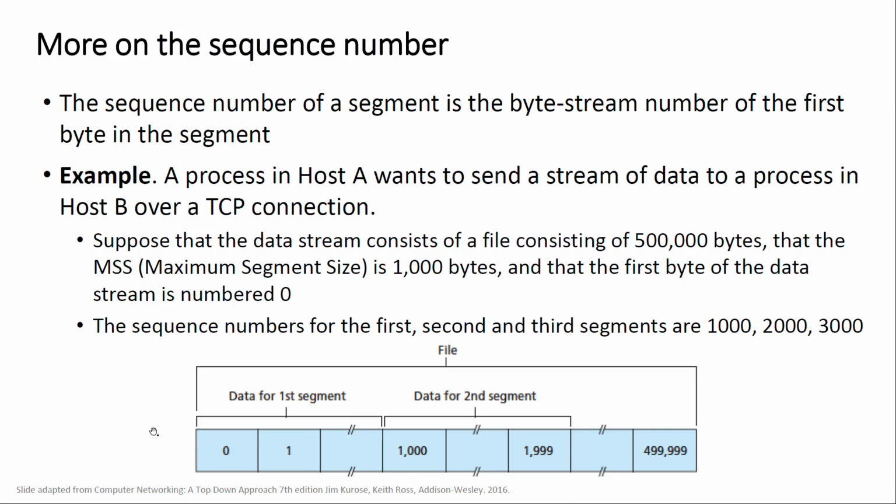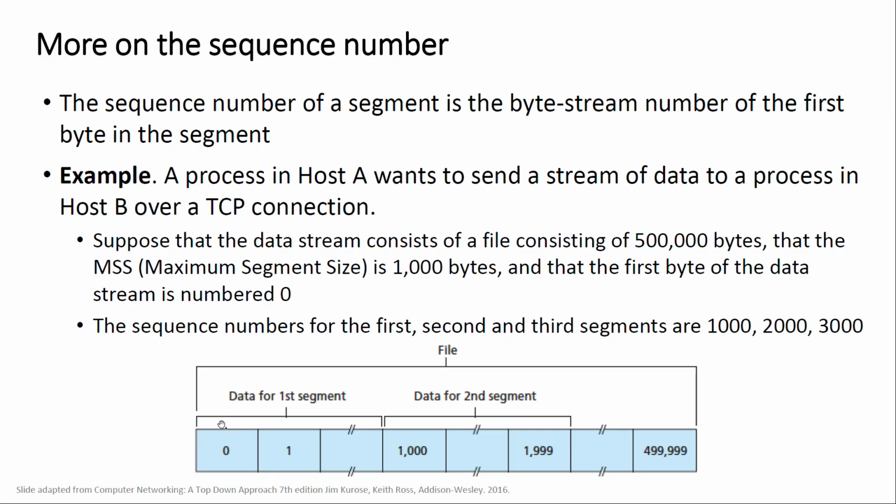The sequence number of a segment is the byte stream number of the first byte in the segment. So here is an example. A process in host A wants to send a stream of data to a process in host B over a TCP connection. Suppose that the data stream consists of a file of 500,000 bytes. Also assume that the MSS, the maximum segment size, is just 1000 bytes. So you cannot send the whole file as a single segment. And the first byte of the data stream is numbered 0.